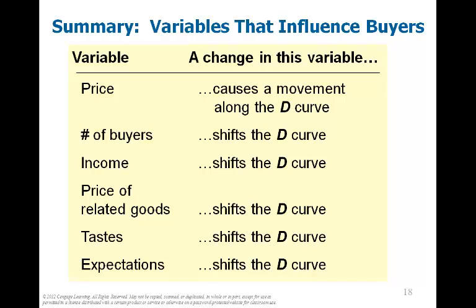If the price of related goods changes, it'll shift the demand curve. So for two goods that are substitutes, if the price of one good goes up, the demand for the other good goes up. And for complements, if the price of one good goes up, the demand for the other good goes down. Tastes can shift the demand curve. If people suddenly like certain products more, it'll increase the demand for those products, shifting their demand curves to the right. And changes in expectations can also shift the demand curve.